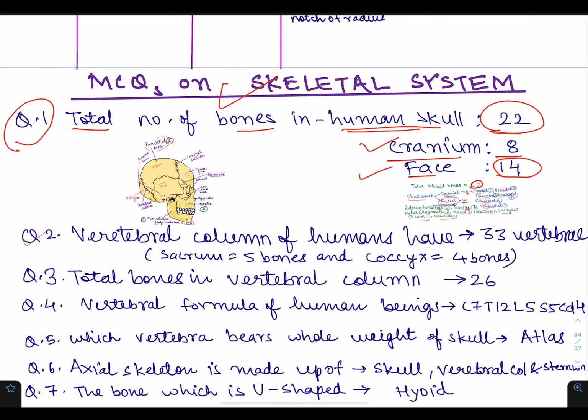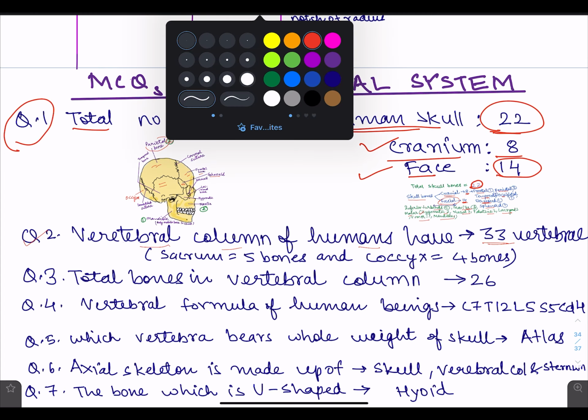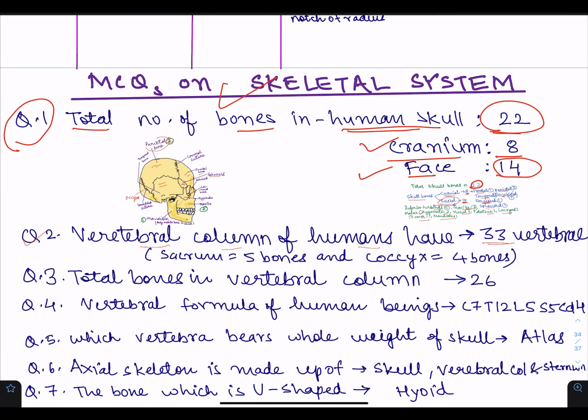Next question. Vertebral column of humans have how many vertebrae? 33. Sacrum 5 bones and coccyx 4 bones. You remember, coccyx is a fused bone which contains 4 bones and sacrum also contains 5 fused bones. Now, total bones in vertebral column 26.